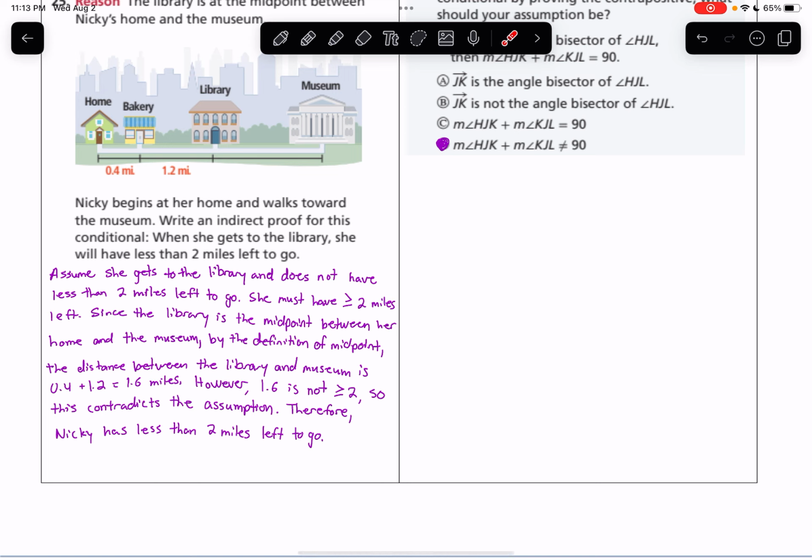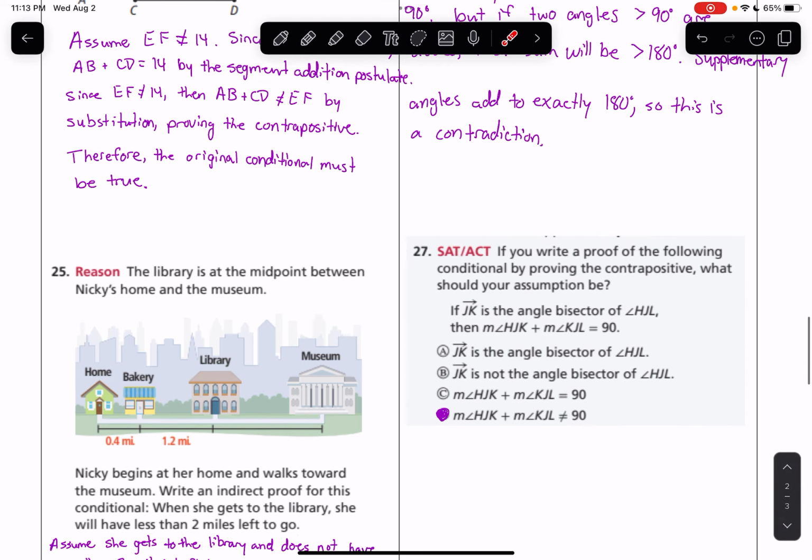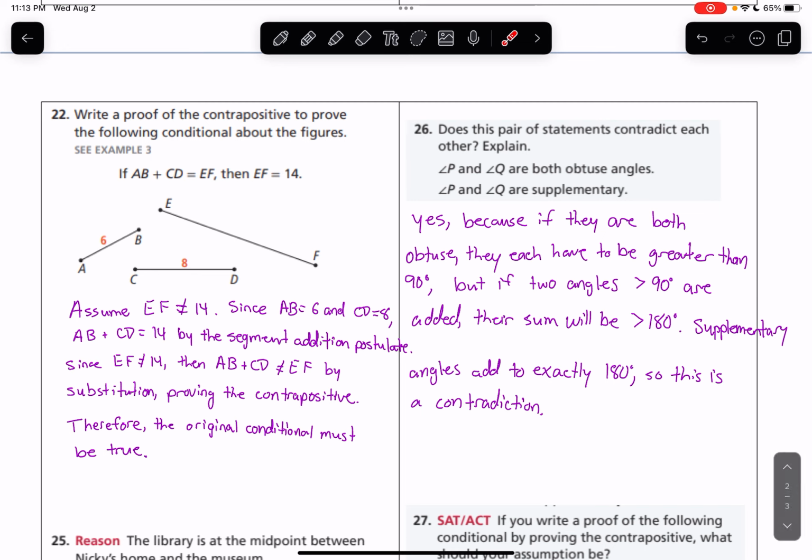So by the definition of midpoint, since this is 1.6 miles, then the distance from the library to the museum is 1.6 miles. But if that distance is 1.6 miles, that's not greater than or equal to 2 miles. So I was wrong in my original statement. I made a contradiction. Therefore, Nikki has less than 2 miles left to go. Number 26, does this pair of statements contradict each other? I just wrote a long explanation, but obviously yes, right? 2 angles that are obtuse can't be supplementary, because 2 angles that are obtuse are going to add up to more than 180 and not exactly 180.